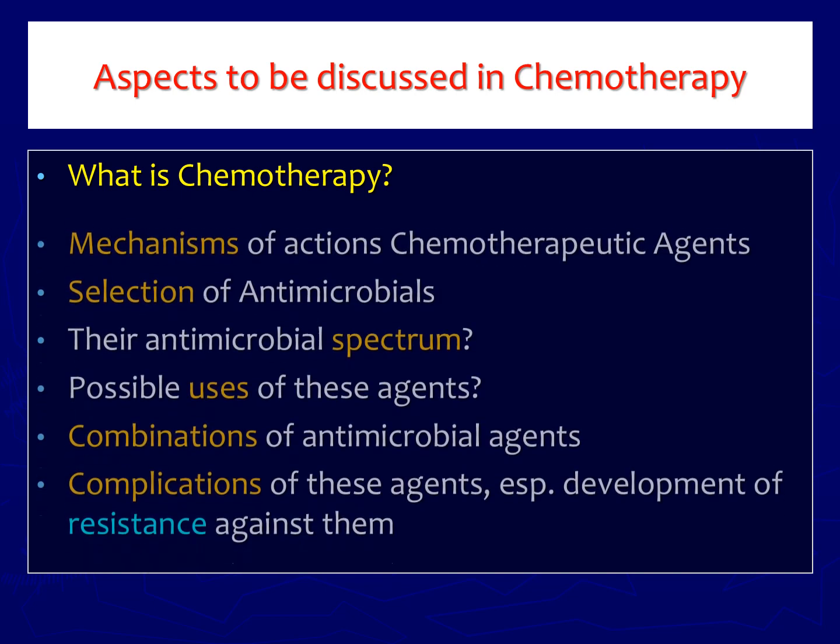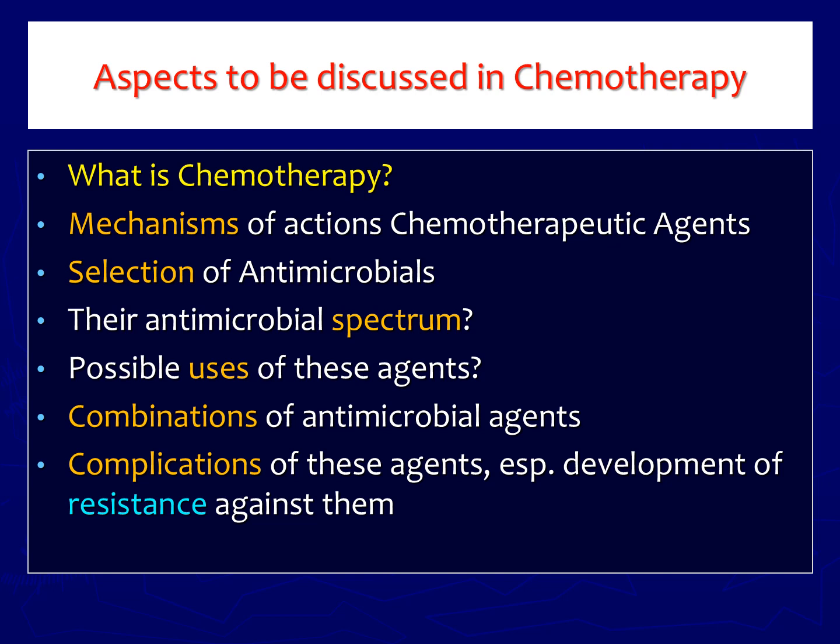So, what is chemotherapy? Then, we will also discuss the generalized mechanism of action of chemotherapeutic agents, how we will select, or on what ground selection will be done of these antimicrobials, what possible antimicrobial spectrum, their possible uses, what advantages, etc., we get, or what disadvantages may be there with the combination of antimicrobial agents. And also, while we are using these chemotherapeutic agents, what possible adverse effects, what possible complications may be seen with these agents, and especially the most important one is the development of resistance against these chemotherapeutic agents.